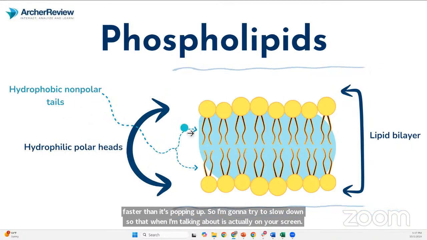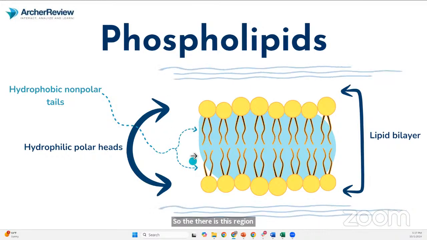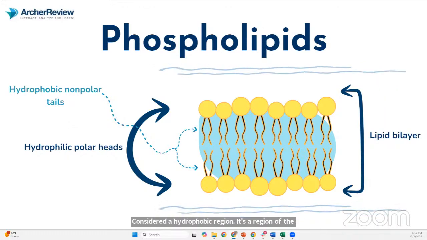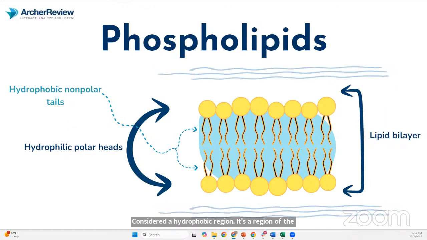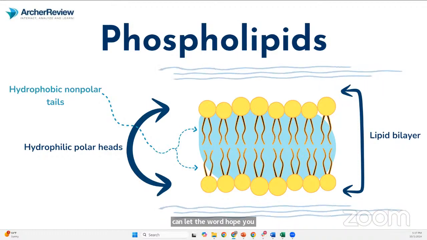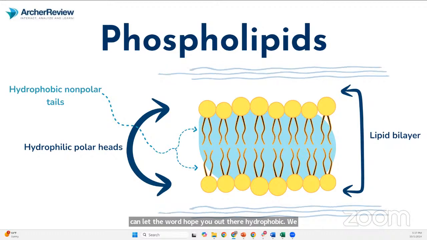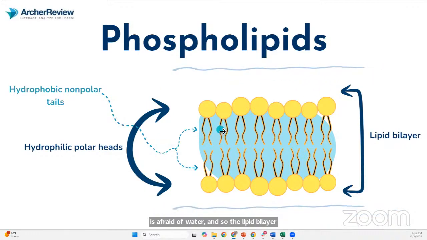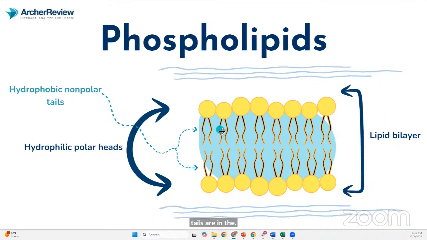So there is this region here in the center that is considered a hydrophobic region. It's a region of the phospholipids that do not respond well to water. You can let the word help you out there. Hydrophobic. We know if we have a phobia, we're afraid of something. So you can kind of say that this part of the phospholipid is afraid of water. And so the lipid bilayer orients to where those tails are in the center of the lipid bilayer so that they don't have to touch the water.